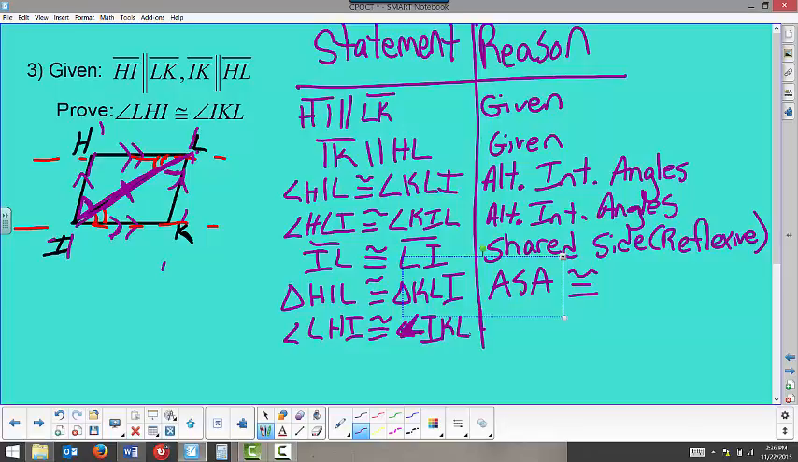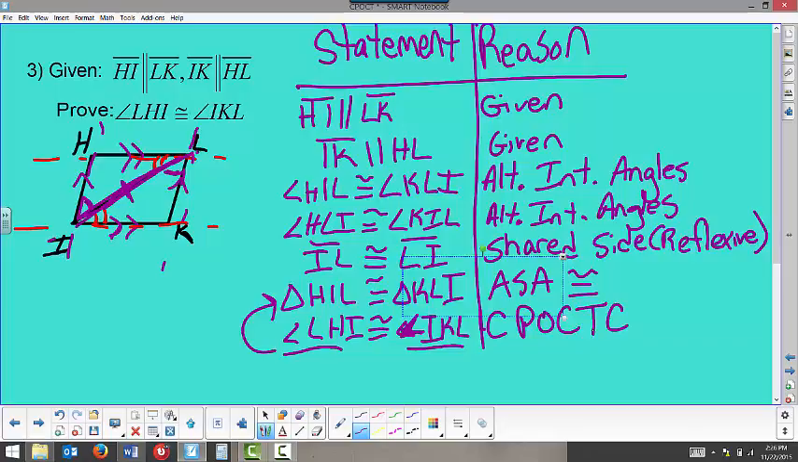And the reason, how do I know that? Well, I know that because these two angles are corresponding parts of congruent triangles. And we abbreviate that in our statement, reason, proof. When you write it out in your paragraph, yes, you're going to actually write those words out. But in your statement, reason, proof, we just say corresponding parts of congruent triangles are congruent. Okay?